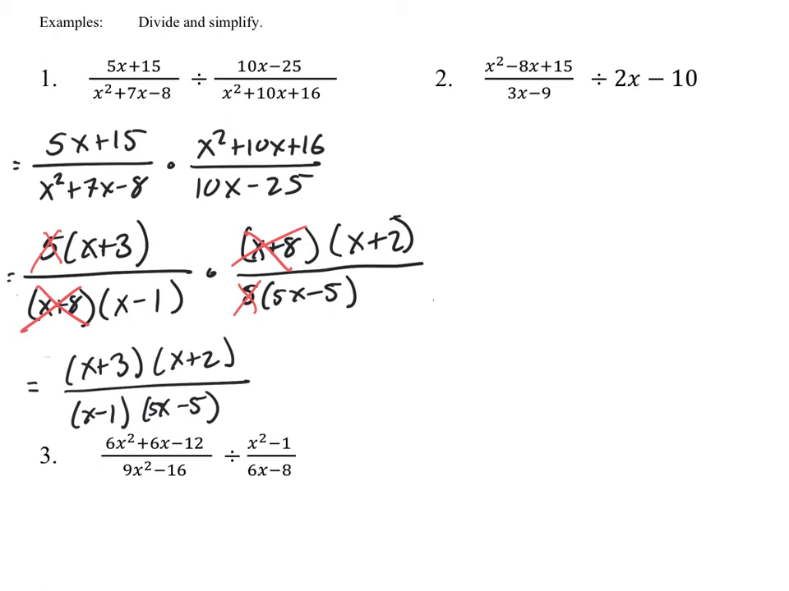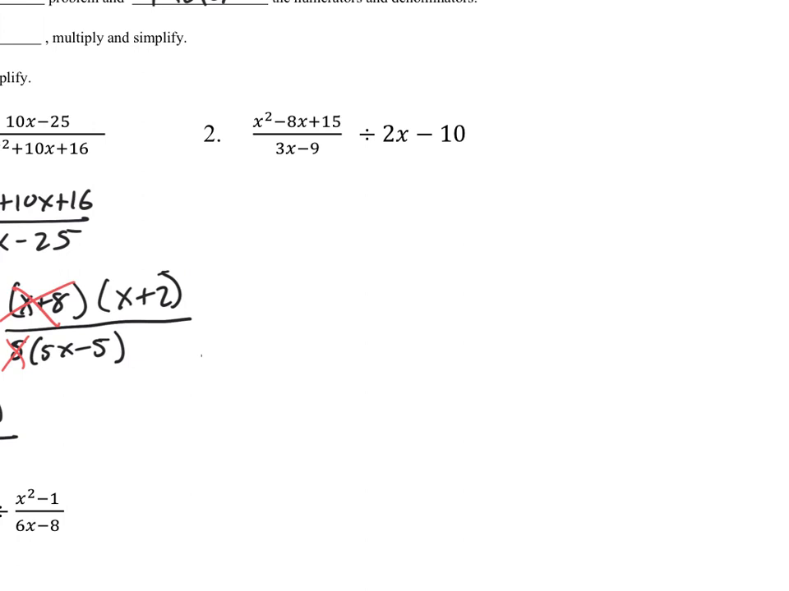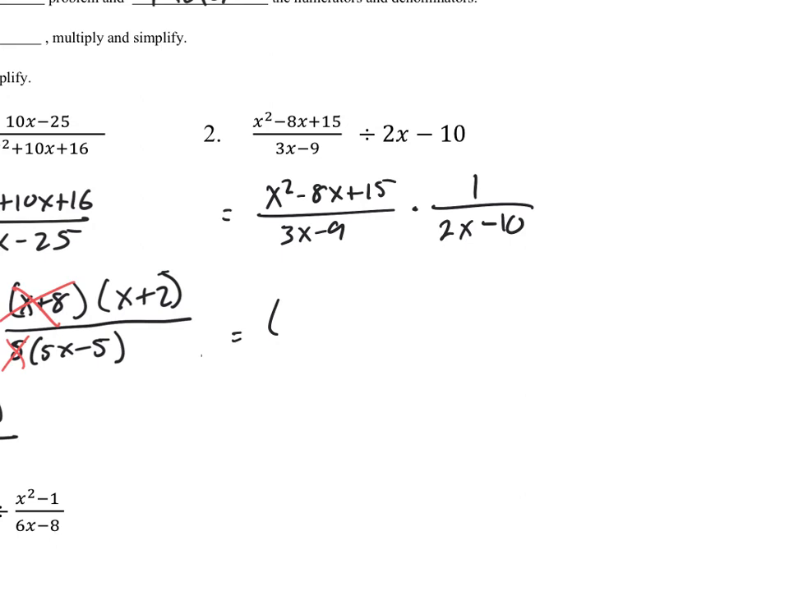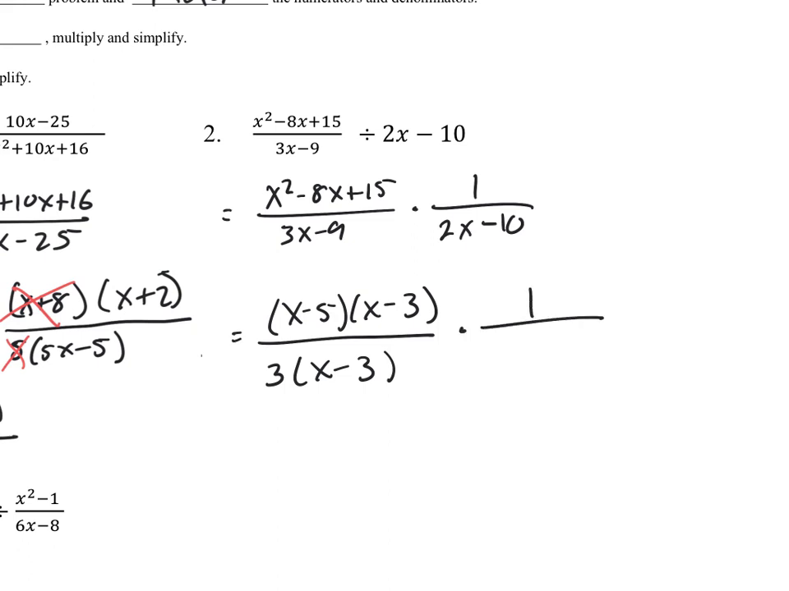Let's do a couple more examples. Take a look at this one. So write it as your multiplication problem. And then we're going to factor. So our numerator is going to factor into 2, x minus 5, x minus 3. Our denominator, we're going to factor out a GCF of 3, so we're going to have 3x minus 3. We can't factor a 1, it's already as factored as it can be, so we're just going to leave it there. And our denominator, we're going to factor out a GCF of 2, so we have 2x minus 5.